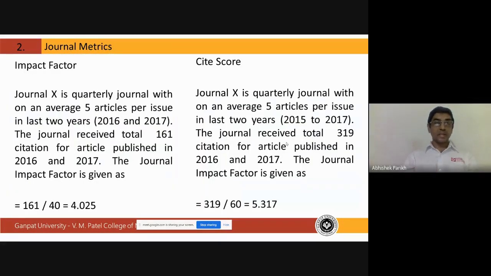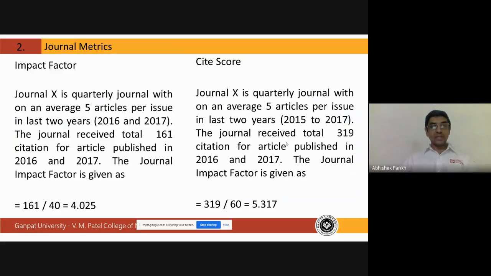So let me give you one example. We'll not go into detail of an example for each and every type of metric, but we'll try to understand one or two. So let me start with the impact factor. Let's assume Journal X is a quarterly journal with, on average, 5 articles per issue in the last 2 years, let's say 2016 and 2017. And the journal received a total of 161 citations in the year 2018 for articles published in 2016 and 2017.